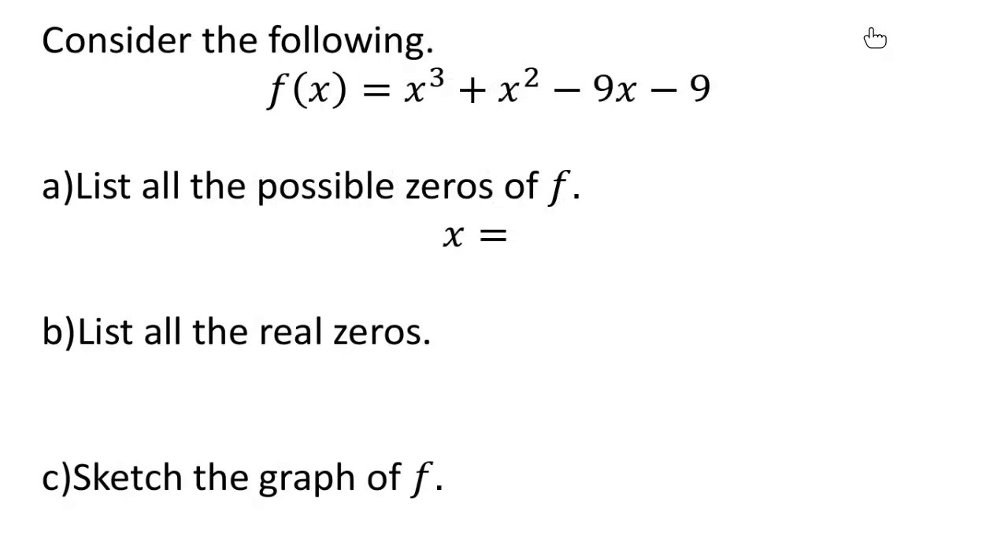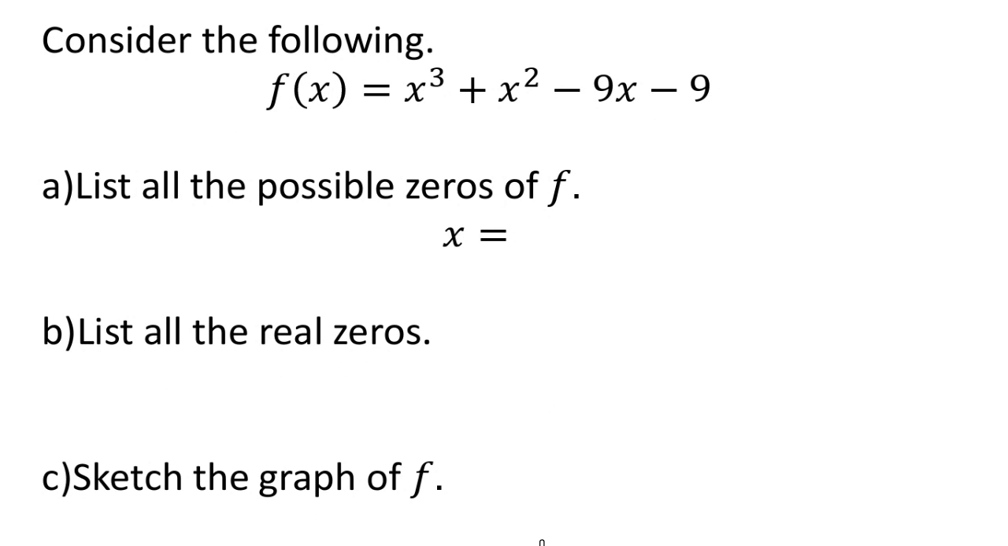Okay. So here is another example. Actually, we already did this one, right? x cubed plus x squared minus 9x minus 9. If you remember, that was one of the first examples I had today. But I have it here because this is another question from WebAssign, where they're going to give you a polynomial and they want you to list the possible zeros. They want you to list all the real zeros, and then they want you to graph it.